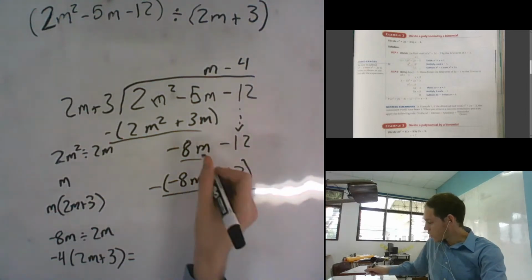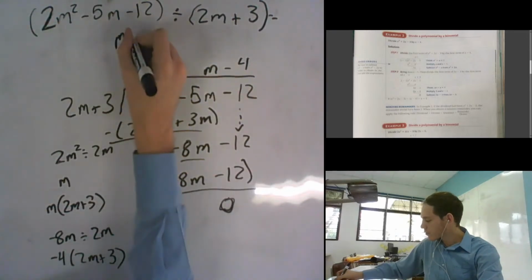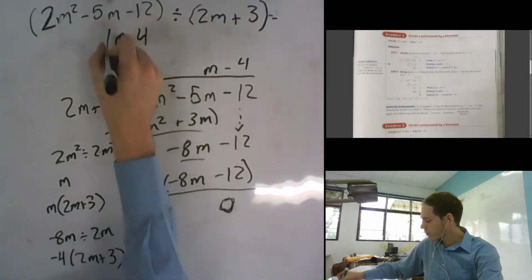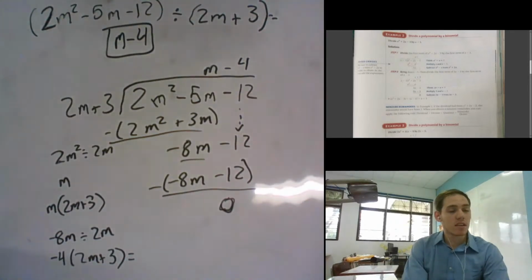Okay, so what do we get as our solution? Our solution is m minus 4. That is your solution, okay?